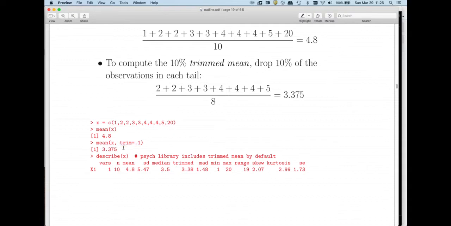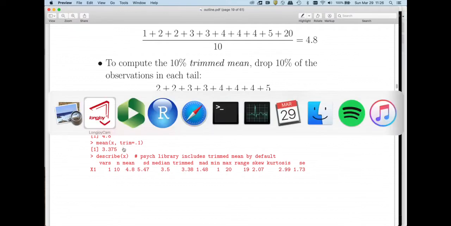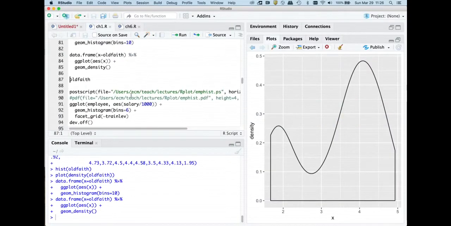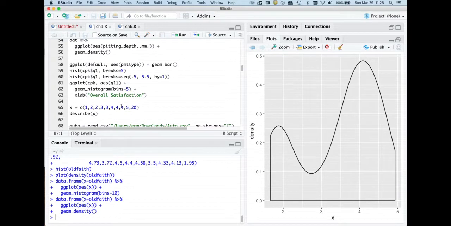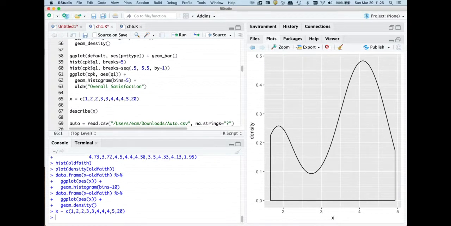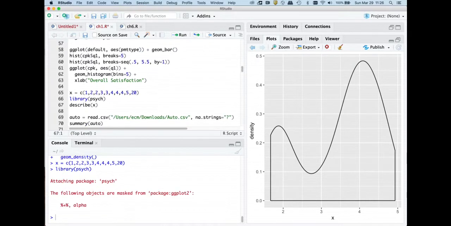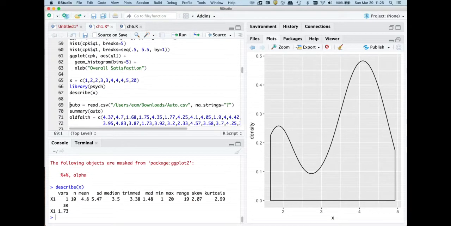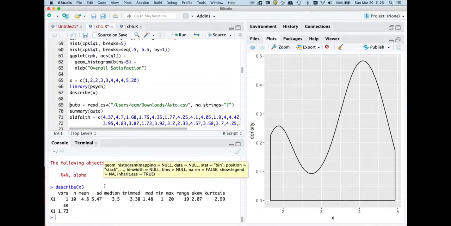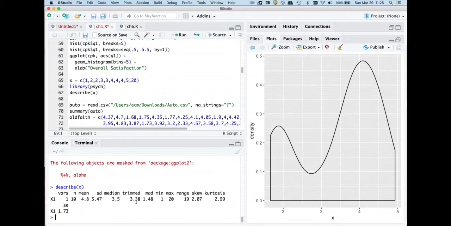I'd like to now introduce one of my favorite packages, which is the Psych library, actually developed by a Northwestern professor. So let's go back to R. Let's go read this data set in, and I'm going to bring in the Psych library. It has a function called describe. And so describe computes all the statistics, the single number summaries that we're talking about in this lecture, and maybe a few more. Included in there is the trimmed mean.